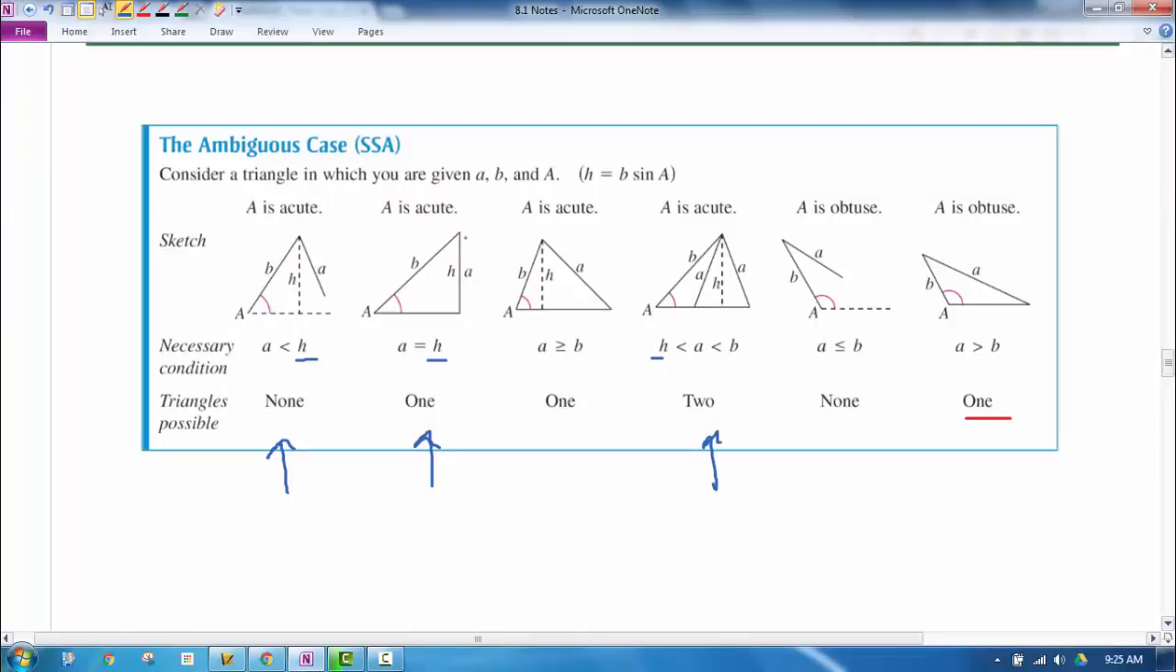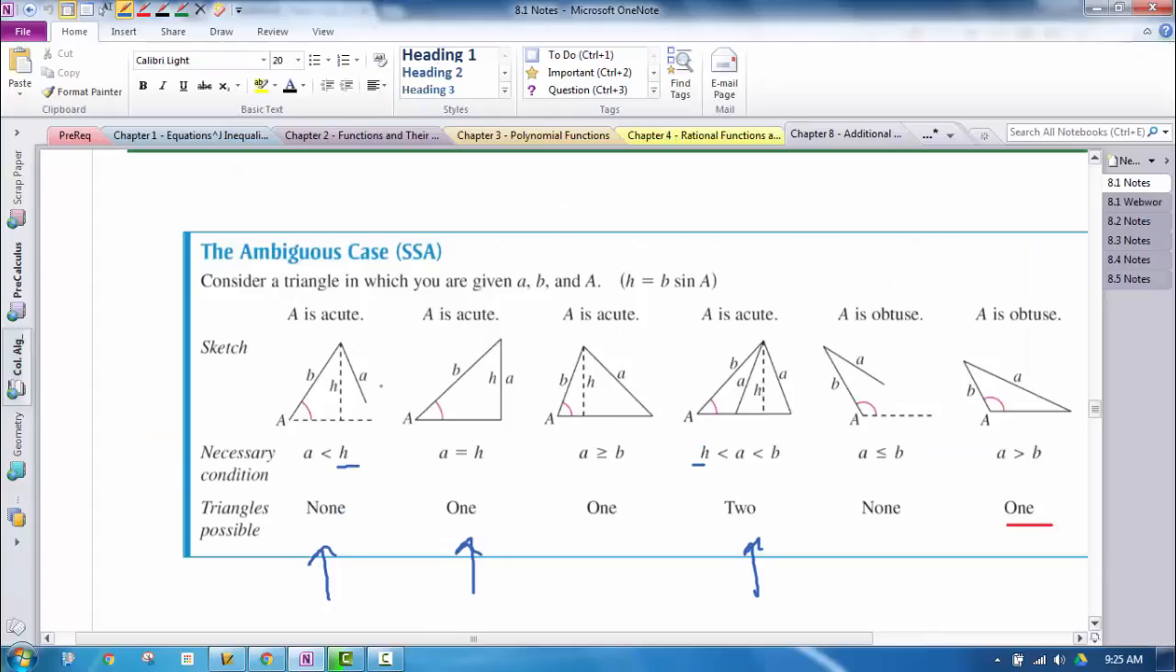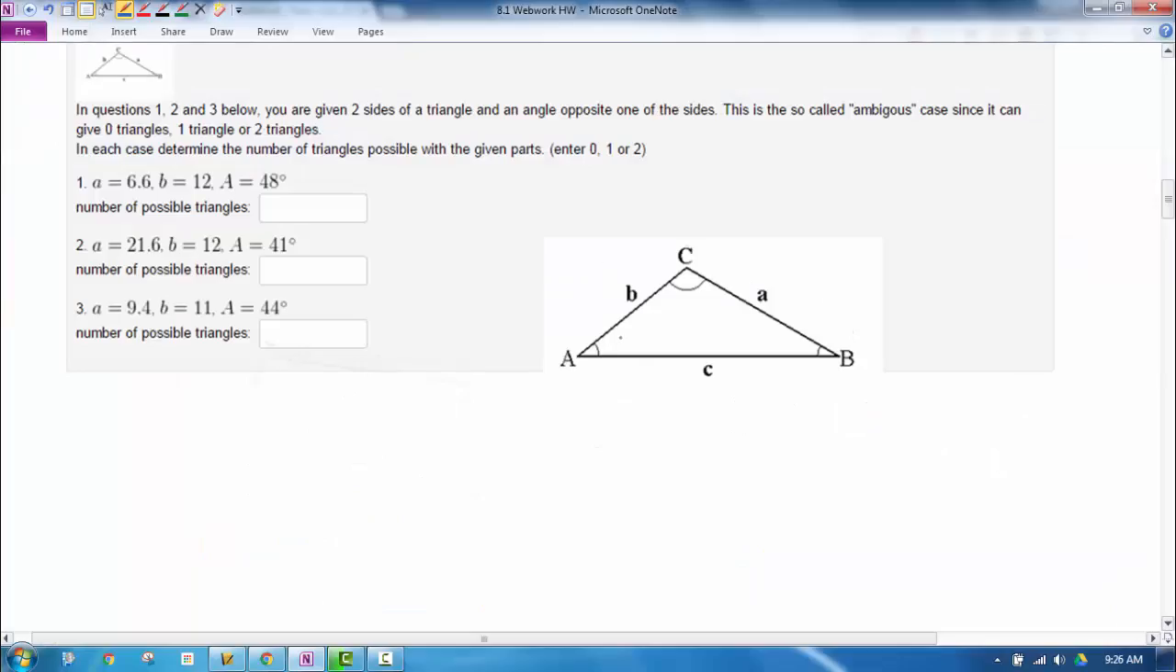So it's not this case. The height is bigger than the leg. So since 8.8 is bigger than 6.6, then that means that there should be no triangle. Okay, so let's try the next one where this is now 21.6 degrees.